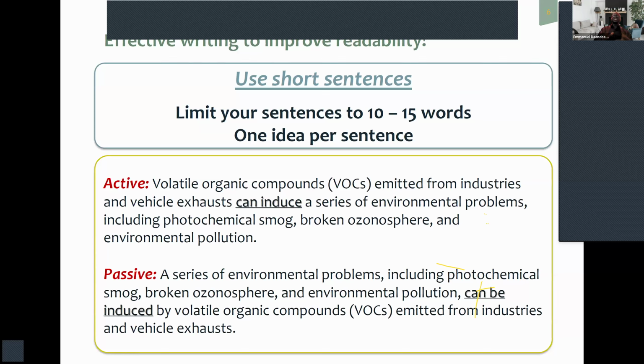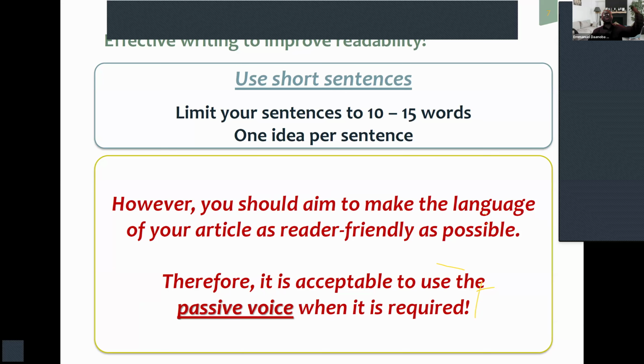So you see, now you understand the difference between active and passive voice. When you're writing a manuscript, the best kind of voice to use is the active voice. It speaks a lot of volumes. When people read your work, they already know what is causing what. But when you bring the problems first, I am interested in knowing the causative thing, and I have to go all the way to the end of the sentence to get what causes it, then it becomes a bit laborious or cumbersome. So you should aim to make the language of your article as reader-friendly as possible.